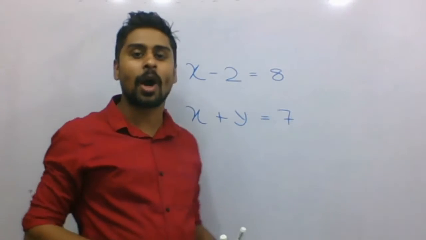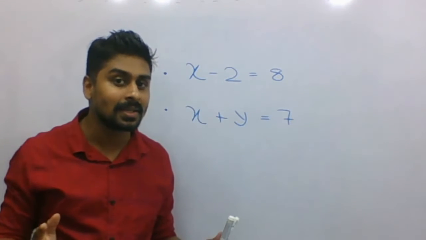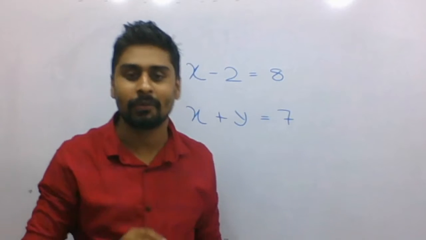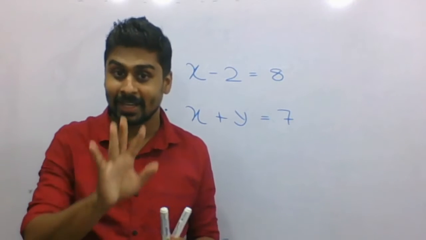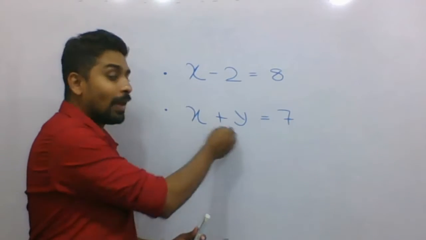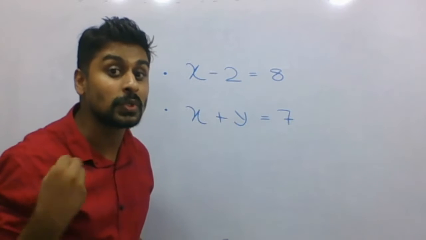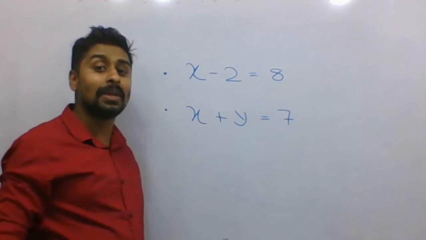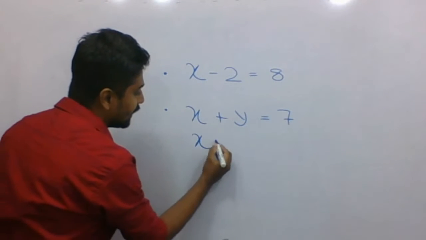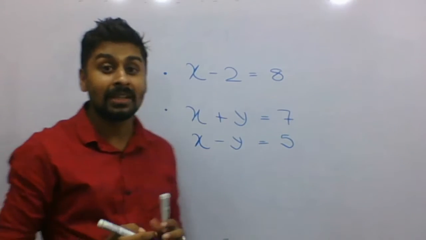If there are 3 unknowns, how many equations do you need? 3 equations. If there are 7 unknowns, you need 7 equations. If there are 8 unknowns, you need 8 equations. But don't worry, in your syllabus you have only 2 unknowns. So here we have x and y. Can you solve this by using this one equation? No, you can't. Why? Because if there are 2 unknowns, you need 2 equations. So they will give you another equation like x minus y equals 5, and then you need to find the values, right?